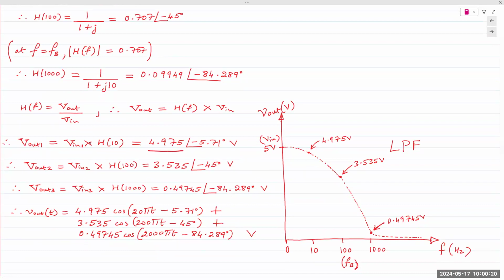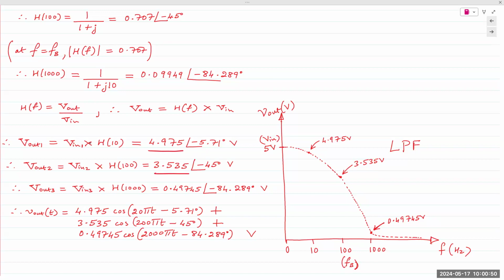So at 10 hertz, which is far lower than 100, the output should pass unimpeded. Yet there is a small drop in the output voltage. Your input voltage is 5 volts, output is 4.975. Hence the reason why I didn't round up. I want to get a very accurate value. So 4.975, angle of minus 5.71.